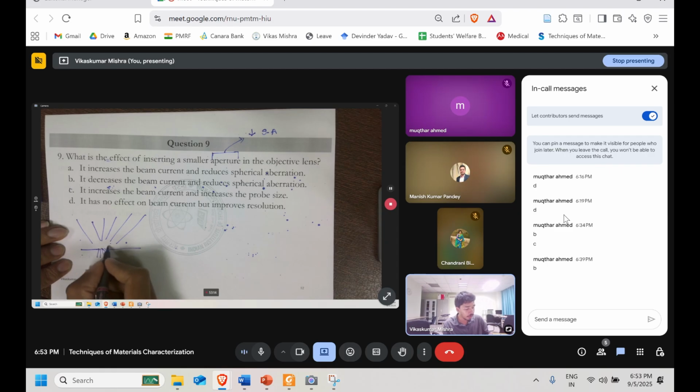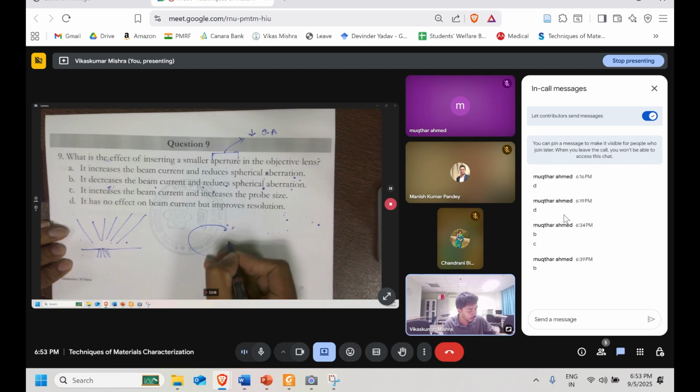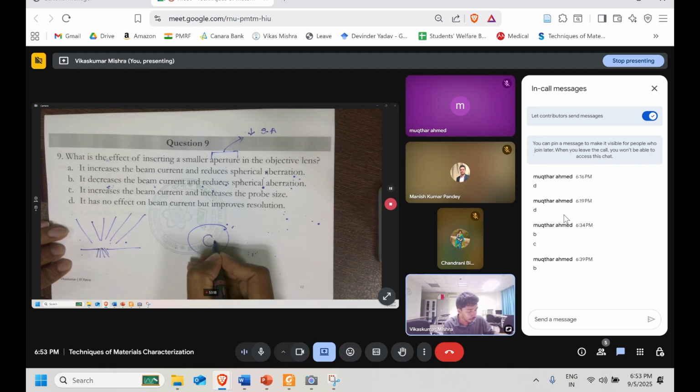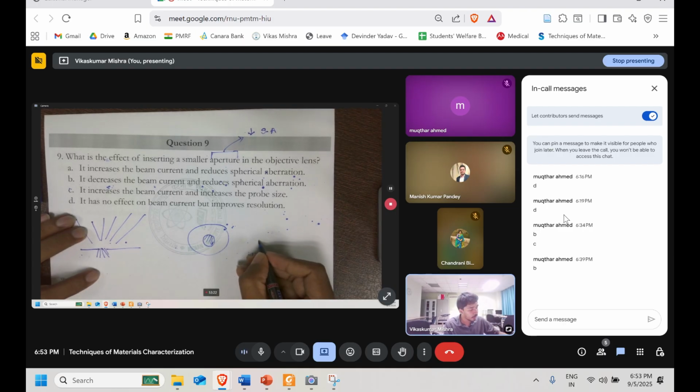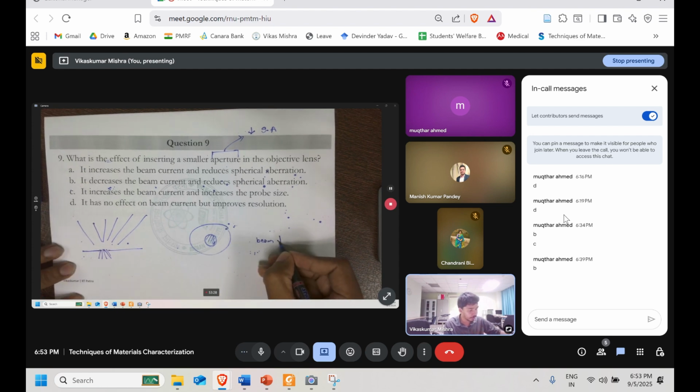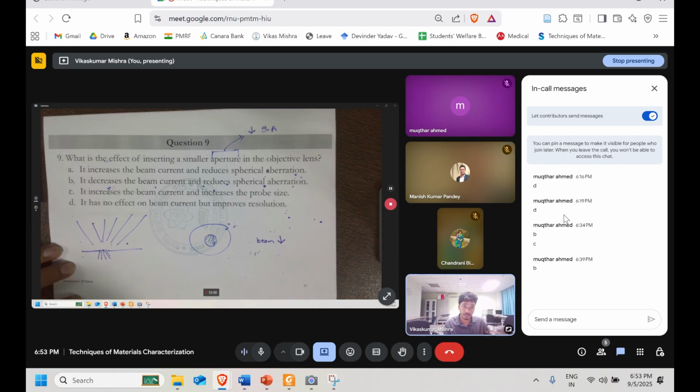If this was the electron beam diameter, it is only allowing a part of it to pass through. So what it is doing is that the current is also decreasing. So if I am inserting the aperture, beam current is decreasing. It is very important because it's the electron beam which is going to interact with the specimen and generate the signals.